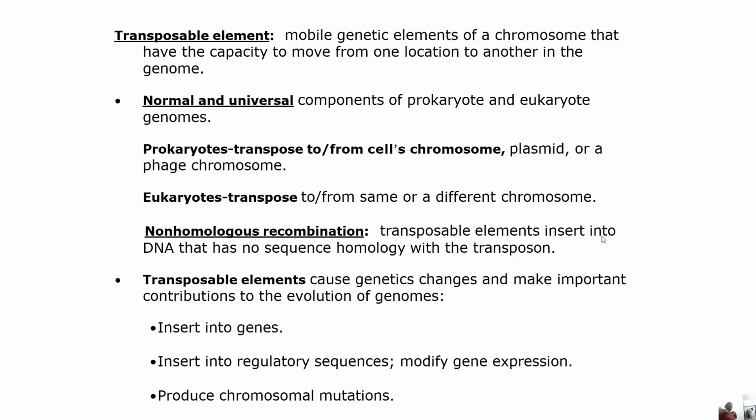Prokaryotes transpose to or from the cell's chromosome, plasmid or a phage chromosome. Eukaryotes transpose to and from the same or different chromosome. What is non-homologous recombination? Transposable elements insert into DNA that has no sequence homology with the transposon.